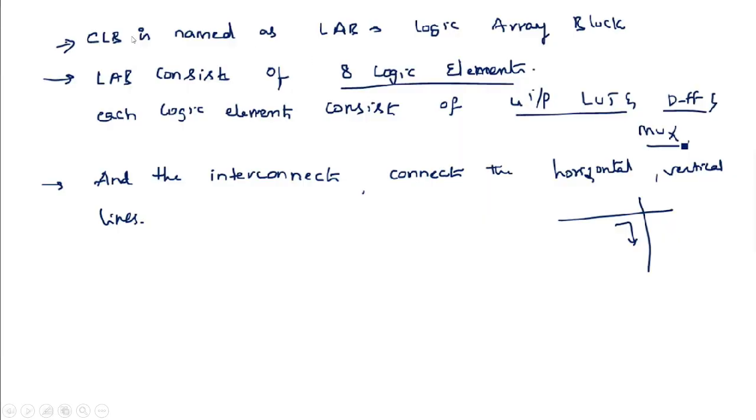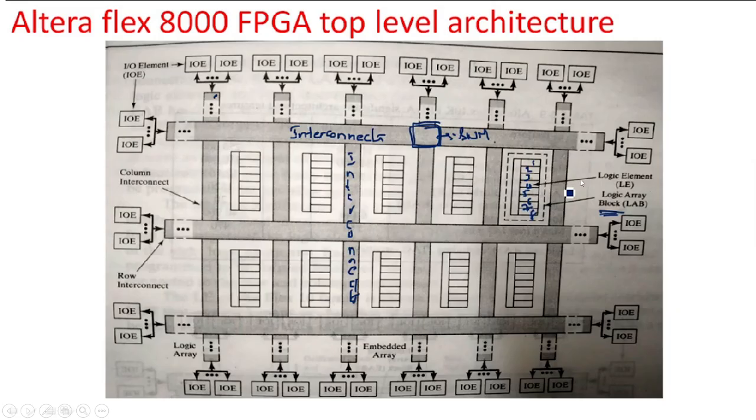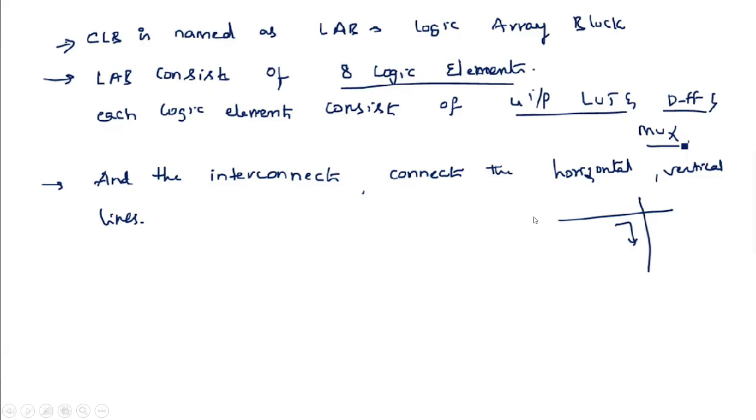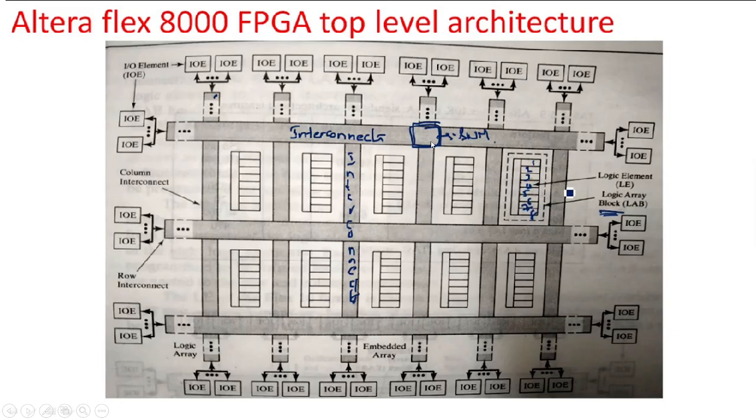The CLB is named as a lab. Lab means logic array blocks. A lab consists of 8 logic elements. Each logic element consists of a 4-input LUT, a D flip flop and a mux. Lab elements means CLBs. So 8 lab elements, and each consists of a four-input lookup table, D flip flops and mux. The interconnects are connected with horizontal lines and vertical lines.